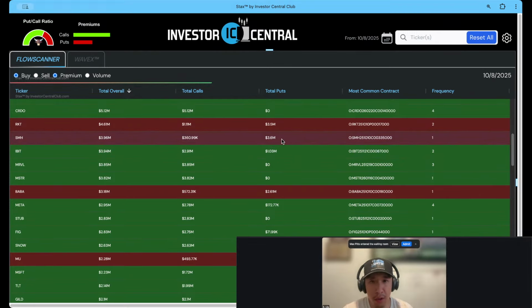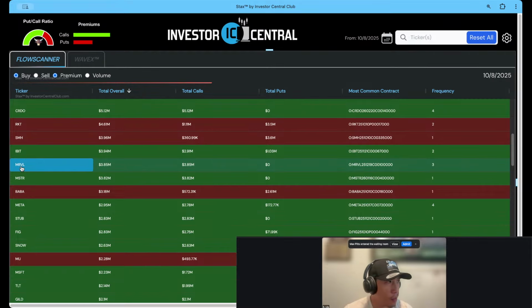Interesting though, because we do have AMD making brand new all-time highs, Nvidia attacking the upper bound as well. So interesting to see. They're maybe taking some hedges against some protection on that position. IBIT, Marvel or Marvel. Please, somebody tell me how to pronounce that one. I think of Marvel the comics, but it's probably Marvel to be honest. 3.85 million to 0. MicroStrategy.